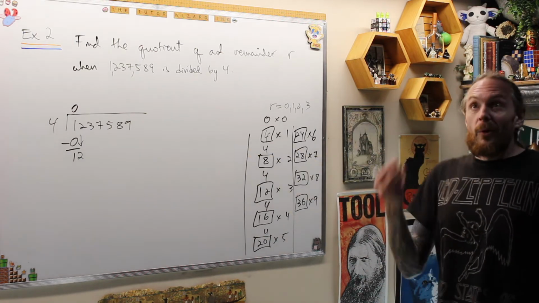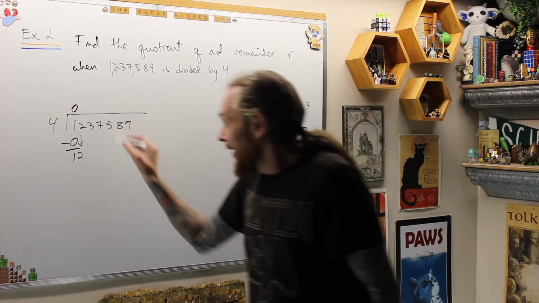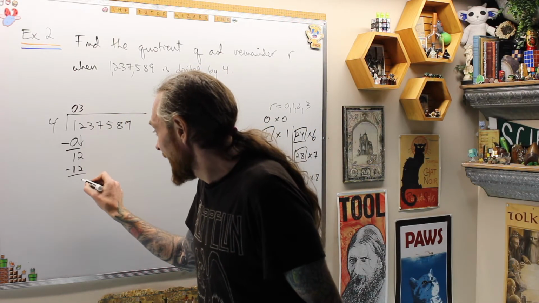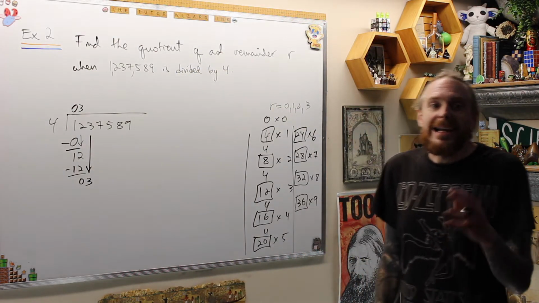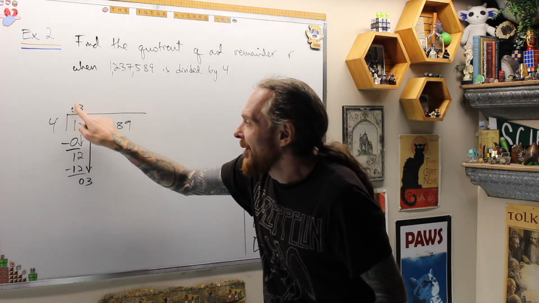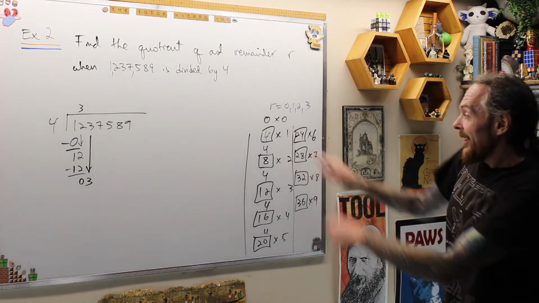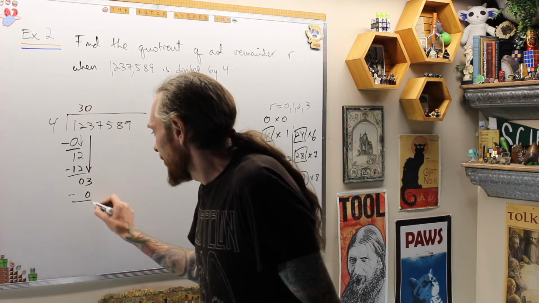Now 12. 4 goes into 12 3 times exactly. So I get a 3. And then I get a 12 exactly, and I subtract, so I get 0. I bring the next number down. And now you see why I need it, so I might as well have done it the first time. This 0 I don't technically need anymore, but the one in between here I will, so don't forget it. 4 goes into 3 no times. And I subtract and I get 3.